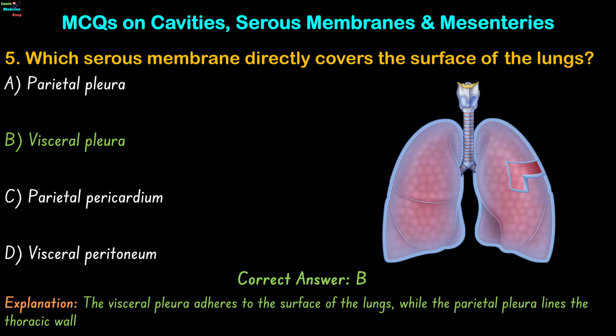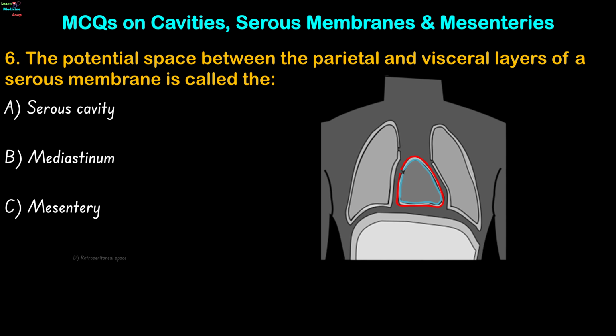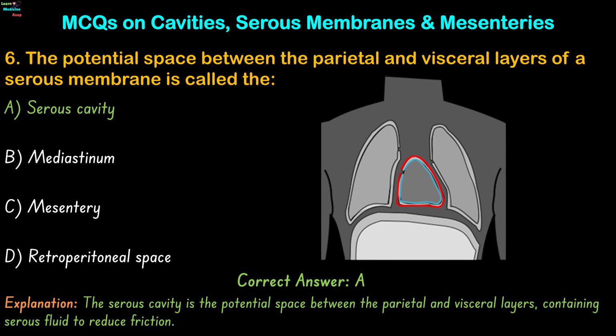Question 6. The potential space between the parietal and visceral layers of a serous membrane is called the serous cavity, mediastinum, mesentery, or retroperitoneal space? The correct answer is option A. The serous cavity is the potential space between the parietal and visceral layers, containing serous fluid to reduce friction.